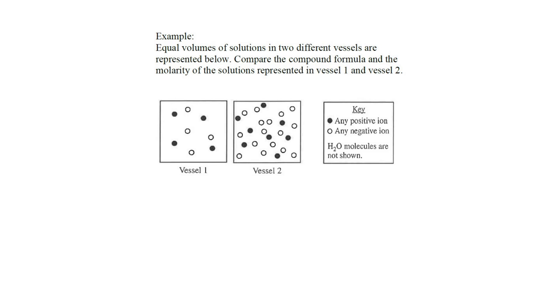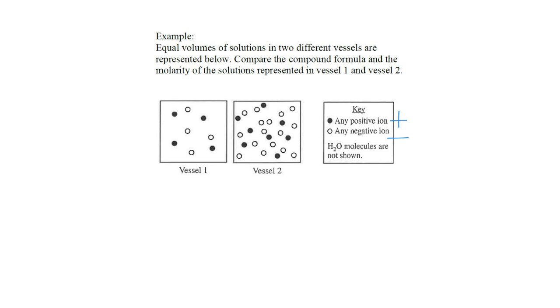So we have this last example, these last two examples, and then we'll be done. We've got equal volumes of solutions in two different vessels represented below. Compare the compound formula and the molarity of the solutions. Anytime we have circles in a diagram, we should always count them. The dark circles represent our positively charged ions, and the clear white circles represent our negatively charged ions.